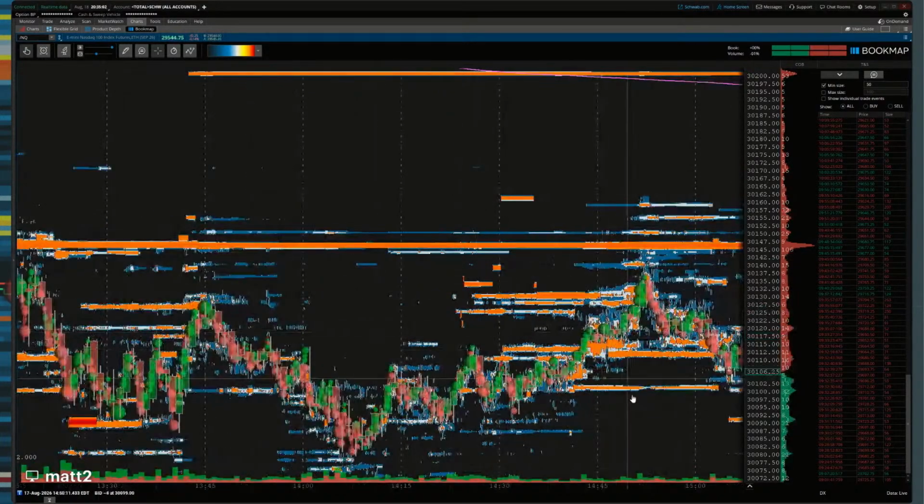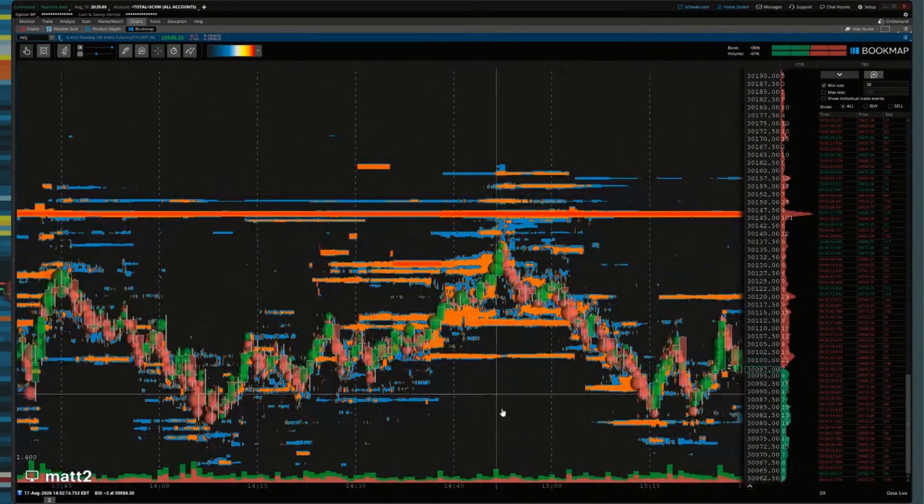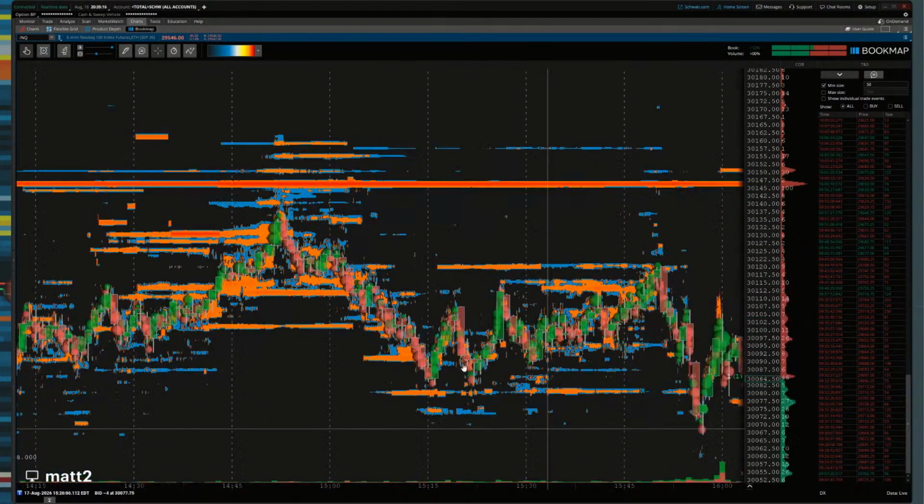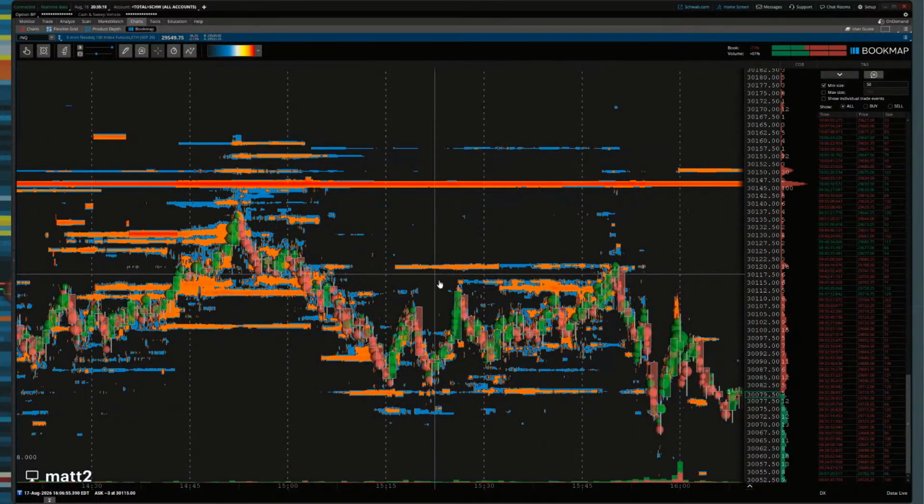Otherwise, it's just sideways action. I say this is non-actionable stuff, right? You just see it dance between liquidities, between larger liquidities. These smaller pockets aren't actionable for me. I'll never really make a trade off of anything smaller than a size that I would take.